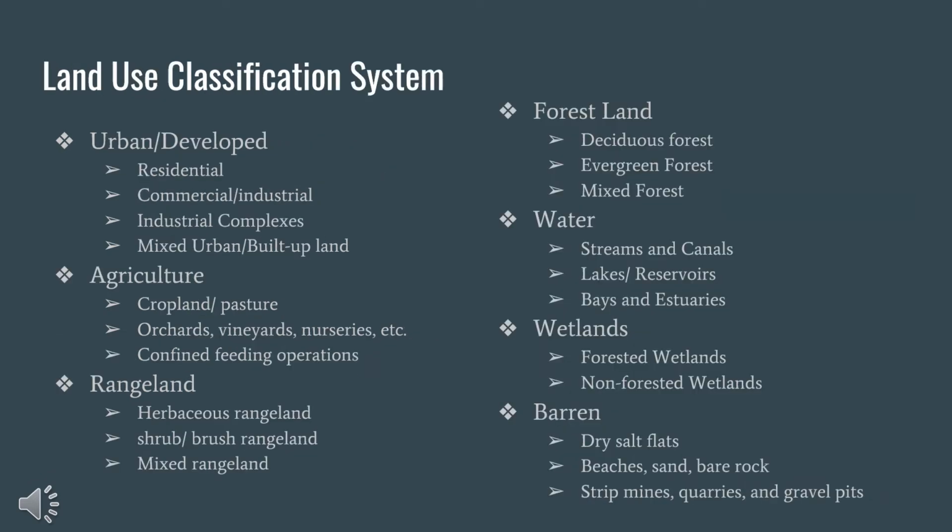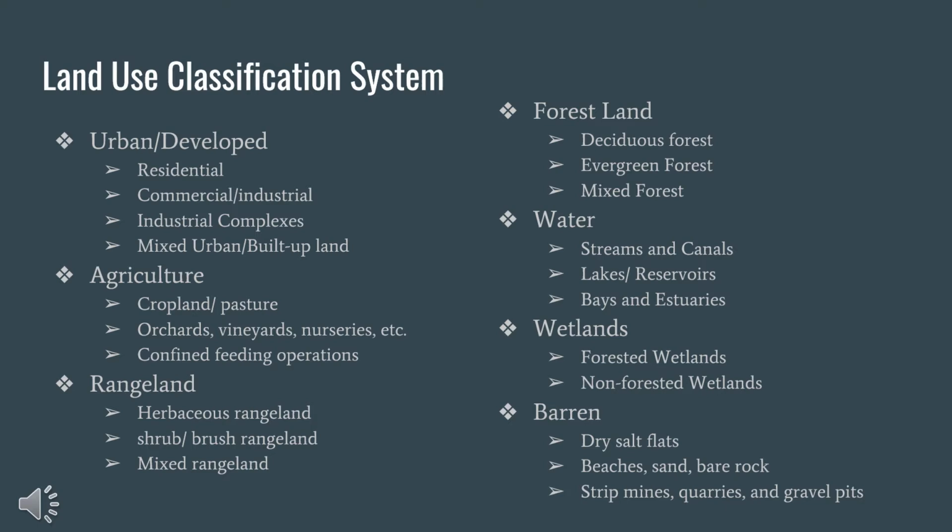Land use is often classified into 7 different categories. The urban or developed land use combines residential areas, commercial and industrial sites, or really any area that is considered built-up land. The agricultural category is composed of crops, vineyards, feeding compounds, and farms.